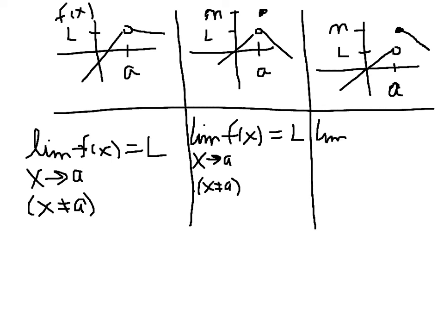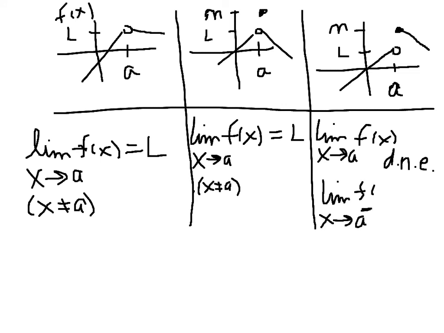In this case, the limit as x approaches a of f of x does not exist. And the reason is, as we get really close to a from the left, f of x is getting close to L, and as we get really close to a from the right, f of x is getting close to m. So this function, although it does not have a limit at a, has what we call a left-hand limit and a right-hand limit, and I indicate that with the following notation. The limit as x approaches a from the left of f of x is equal to L, and the limit as x approaches a from the right of f of x is equal to m. And since L and m are not equal, that's why we say this function does not have a limit at a.